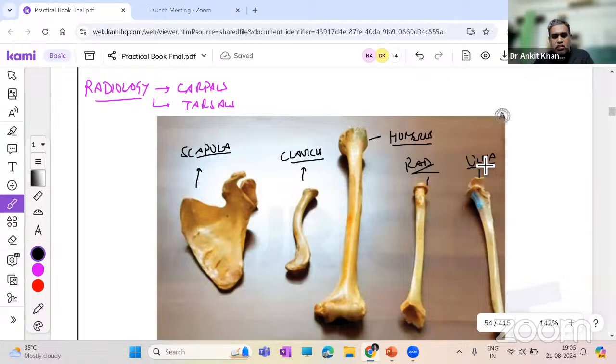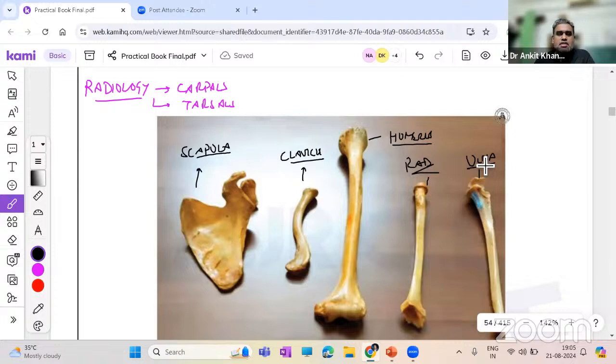Therefore, the first question that comes to the examiner's mind, and which the examiner asks you, is first of all, identify the name of the bone. Most of the students identify that. Then the next question is which side it is. Is it of the right side or is it of the left side?